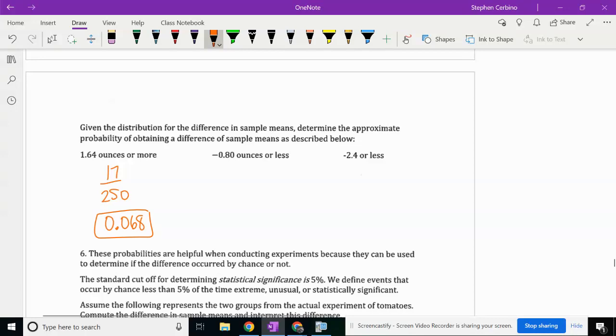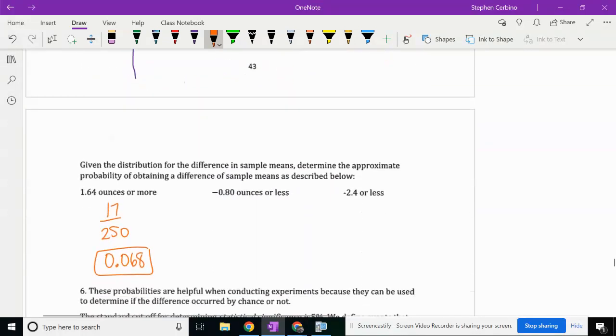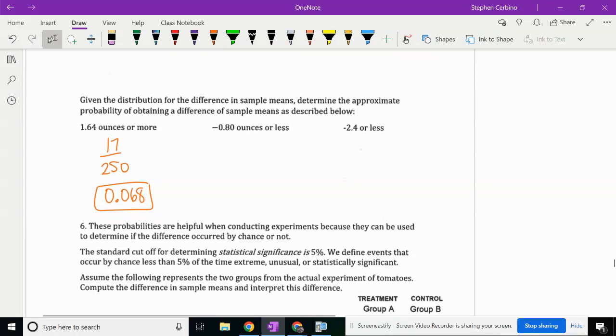If I look at the dots that are at negative 0.8 or less, there are a lot of these. Lucky again, I counted them for you. If we count up all those dots that are less than or at negative 0.8, there are 67 of them, which gives us a chance of that happening of about 28.6%.